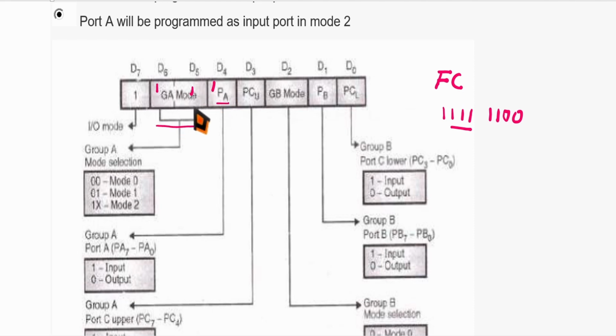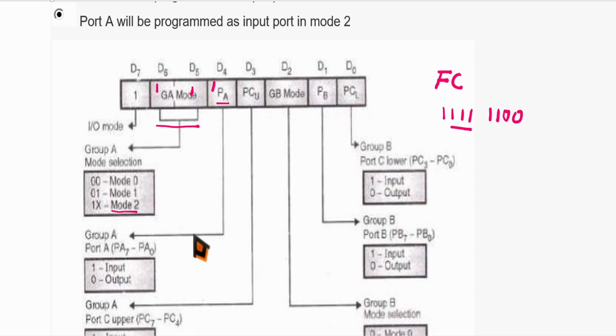So these 3 bits will decide the mode of port A and it will also tell whether it is input port or output port. Since these 2 bits are 1, it will set group A ports in mode 2. Since this is don't care, this may be either 0 or 1. But here it is 1, 1. So it will be mode 2. And in group A, you have port A and port C upper. But we need not worry about port C. So we come to a conclusion that port A has been set in mode 2.